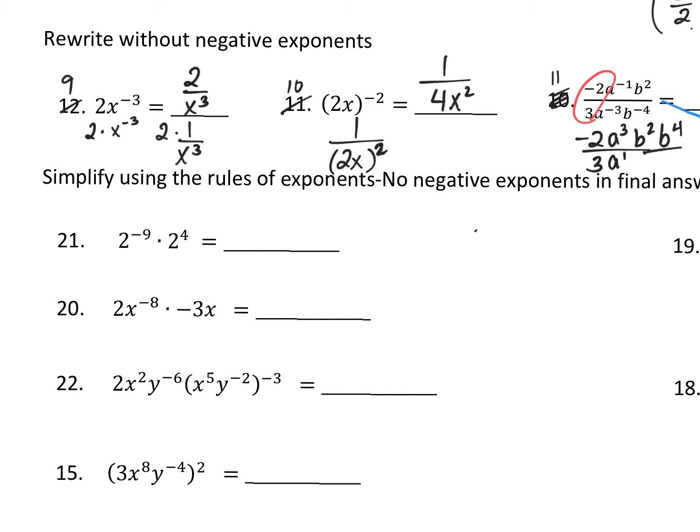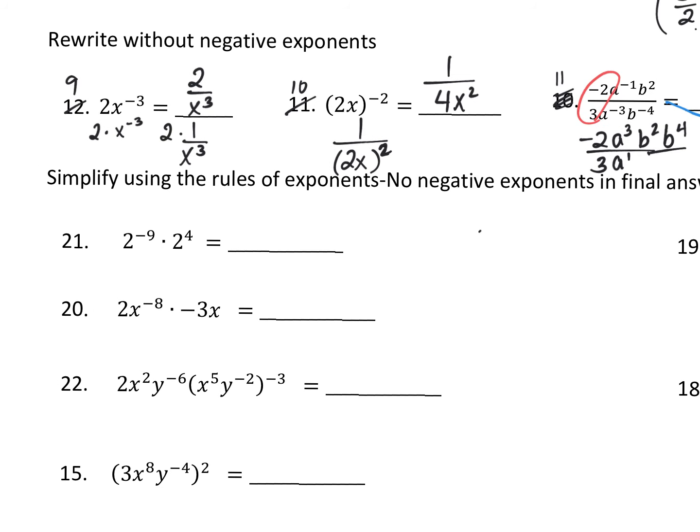All right, so let's look at number 21. Again, you could rewrite it without the negative, or you can use the rule first and then deal with the negative at the end. Okay. On these, I tend to just add the exponents together. What do we get? Negative 9 plus 2 plus 4 is negative 5. So I get 2 to the negative 5. Which is 1 over 2 to the 5th, which is 1 over 32.